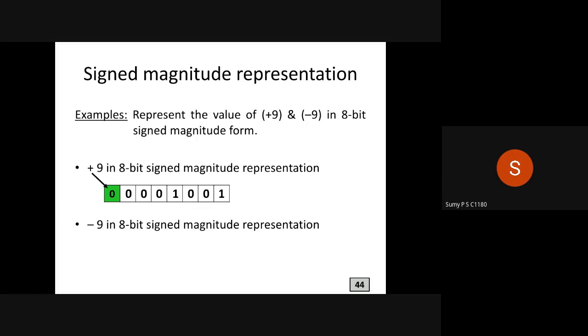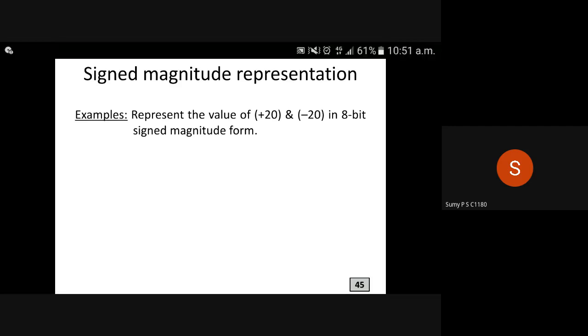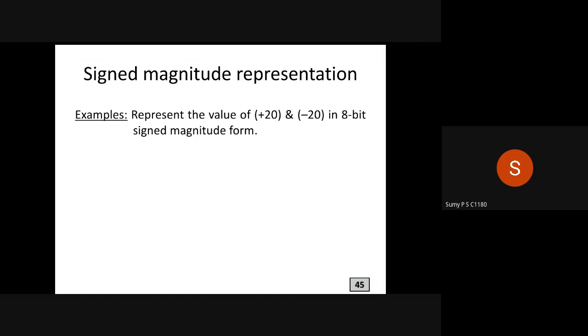Similarly -9 சொன்னா என்ன பண்ணணும்? இங்க 1 fill பண்ணியாச்சு, 9 எழுதியாச்சு, again zeros fill பண்ணிக்கலாம். This is -9. For this you try it and type it in the chat box. Answers நீங்களே டைப் பண்ணுங்க பாப்போம் இதுக்கு. You people itself try to answer. Represent the value of +20 and -20 in 8-bit signed magnitude form. Just work it out and type the answer.